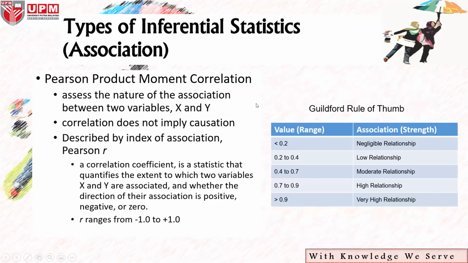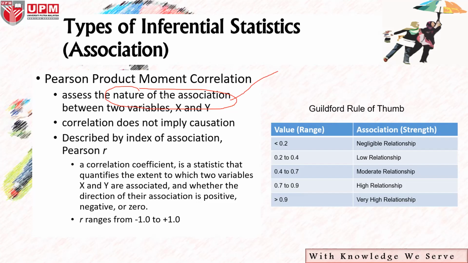Okay, next one is association. Okay, this one is to determine the relationship or association between two or more variables. So if you use the Pearson product moment correlation, we use it when we are interested to assess the nature of the association between the variables. So when it is indicated that we want to assess the nature of the relationship here, the nature of the association here, you should come into your mind two things.